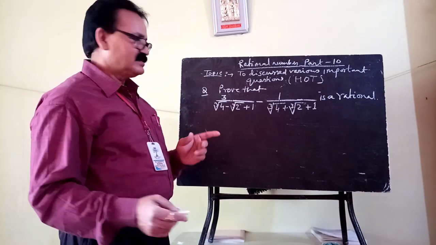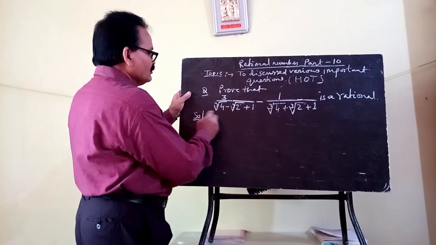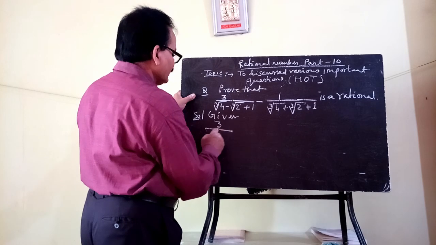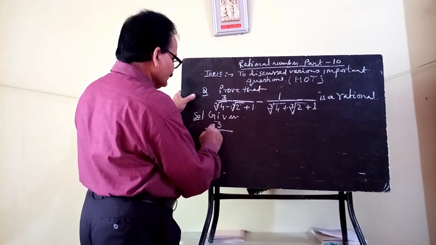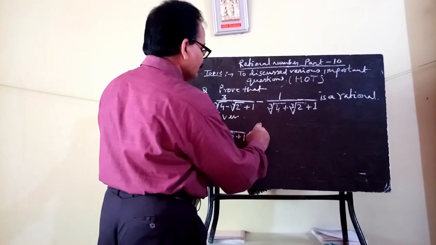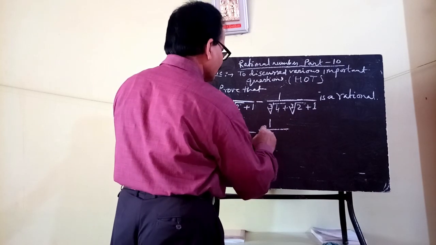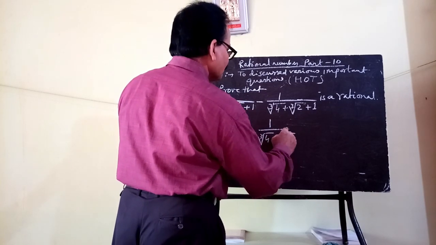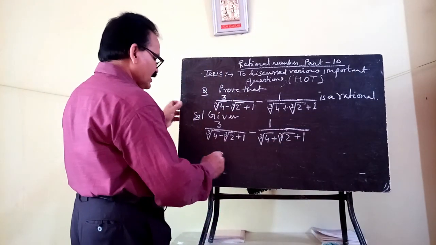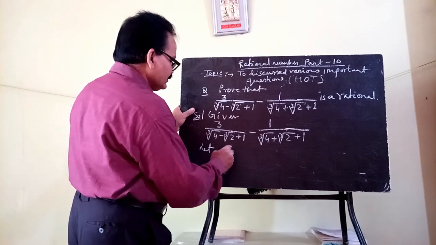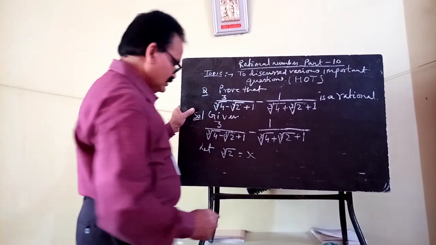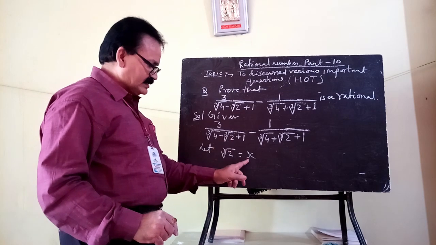Okay, so for the solution you write the given part. Given: 3 divided by (cube root of 4 minus cube root of 2 plus 1), then minus 1 divided by (cube root of 4 plus cube root of 2 plus 1). We have written the given part. Now let cube root of 2 equal x. Cube root of 2 is taken as x.